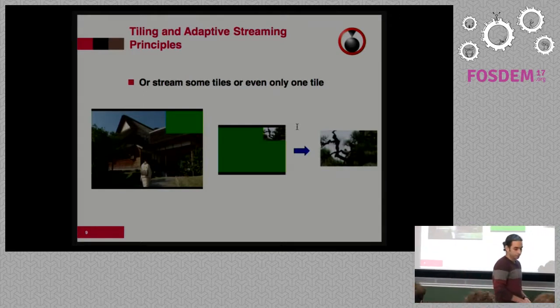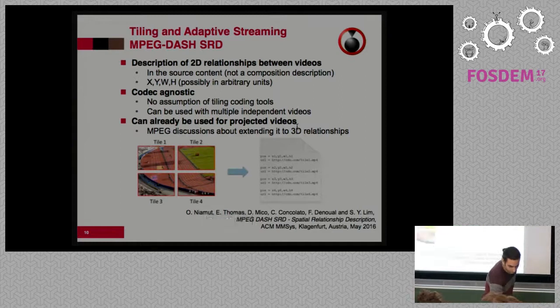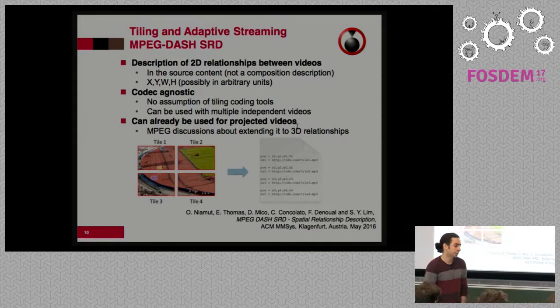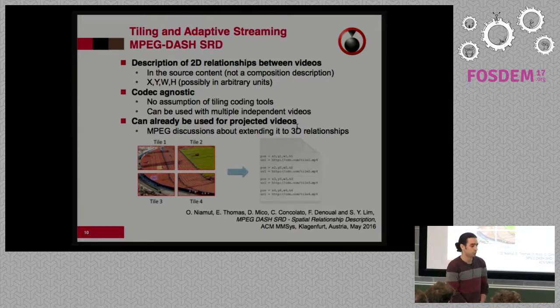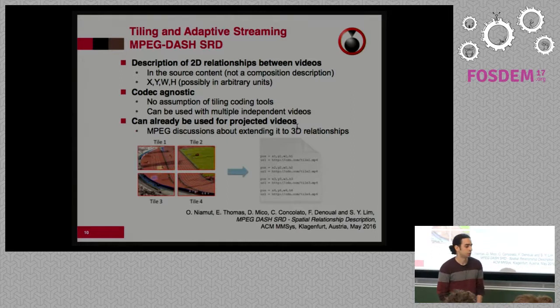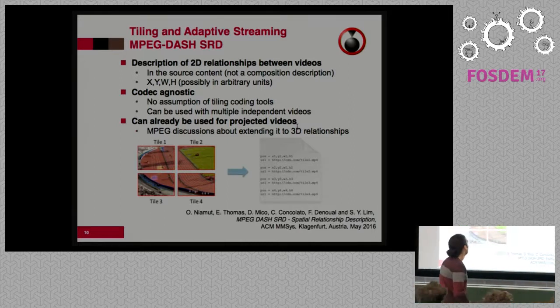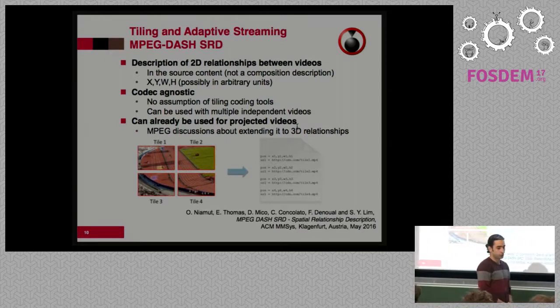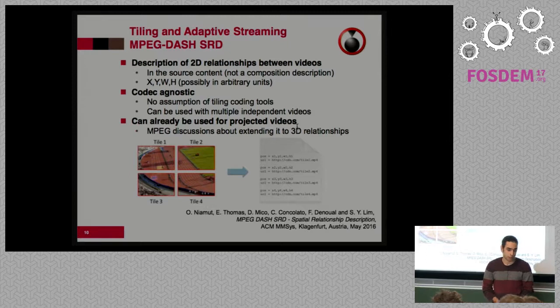So in MPEG-DASH we have a notion called SRD, which represents the spatial relationship between videos. It's in the source content. It's codec agnostic. There is no assumption of tiling coding tools and it can be used with multiple independent videos. It's already been used for projected videos, but there is some discussion to extend it to 3D relationship.